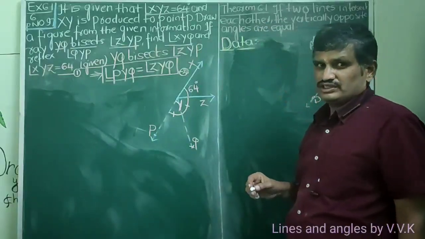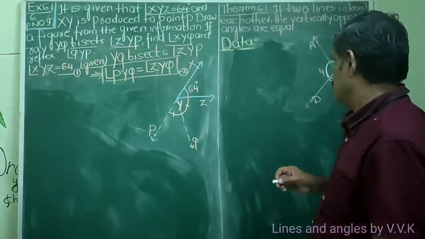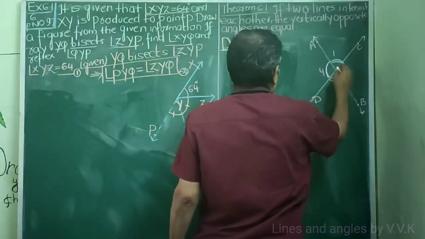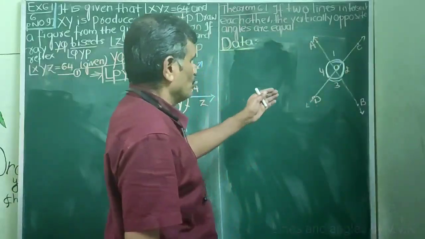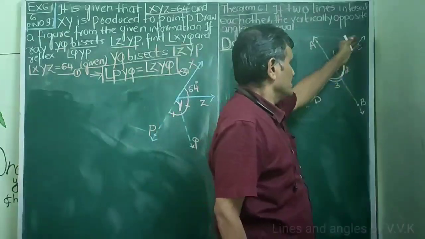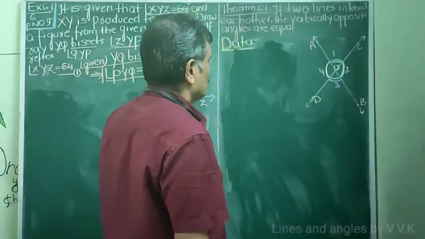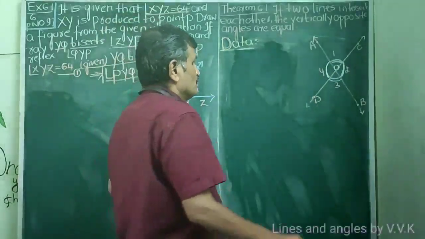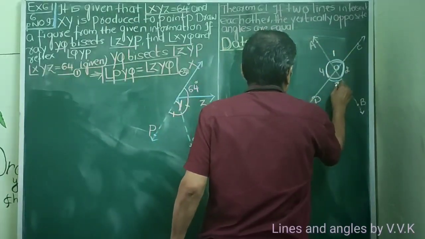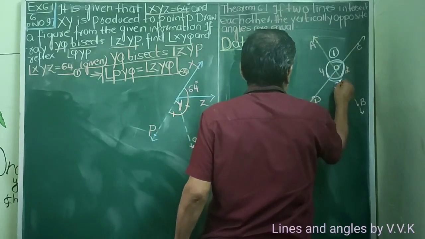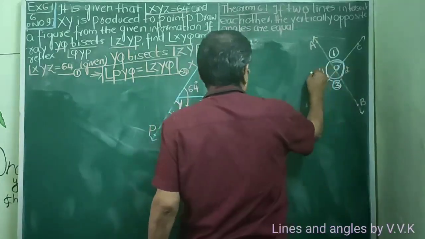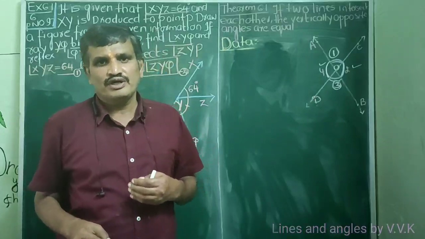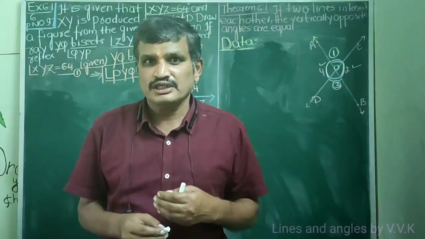First thing that you should know is what is vertically opposite angle. So actually you see, AB is a line and CD is another line, and both of them are intersecting at a point O. You can see here 1, 2, 3, 4 angles are formed. Now the angles 1 and 3 are called vertically opposite angles, and angles 2 and 4 are also called vertically opposite angles. Now the proof that we have to give is, if two lines are intersecting each other, then vertically opposite angles are equal.